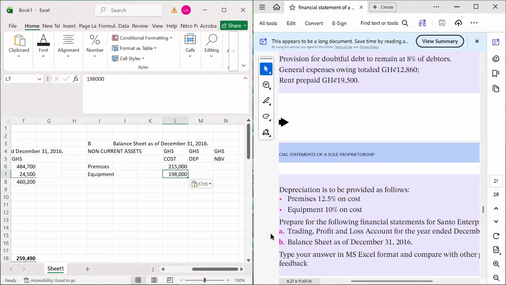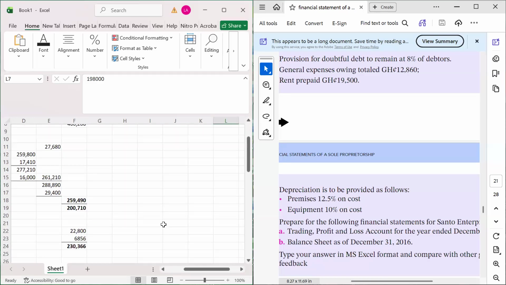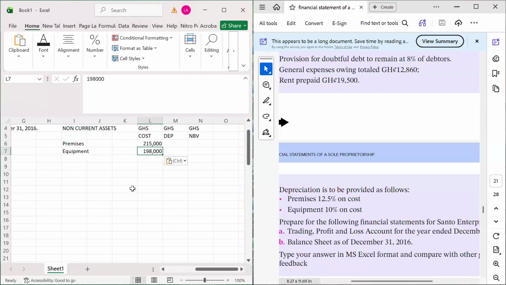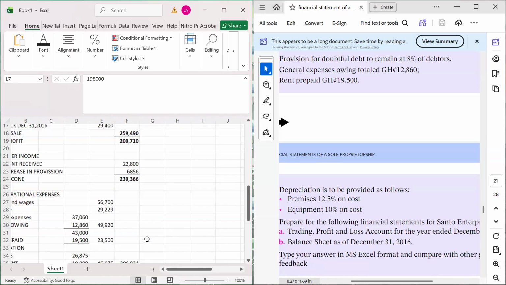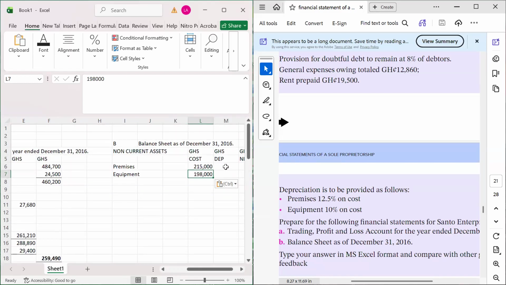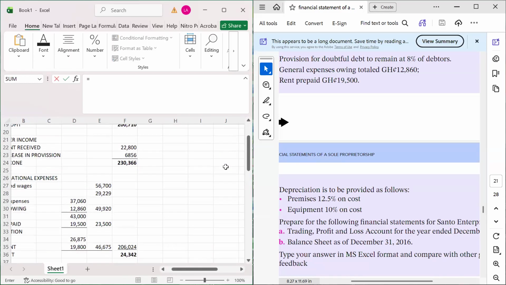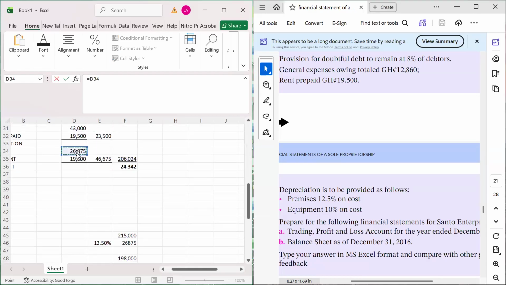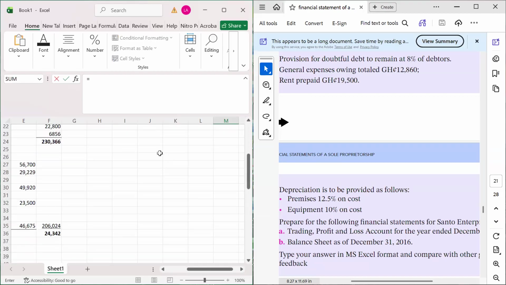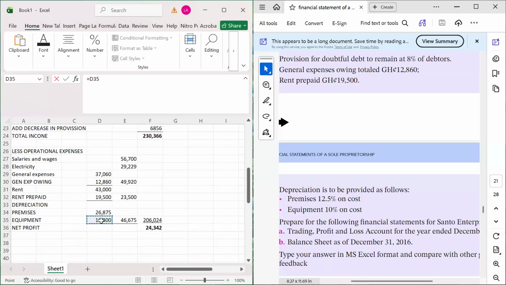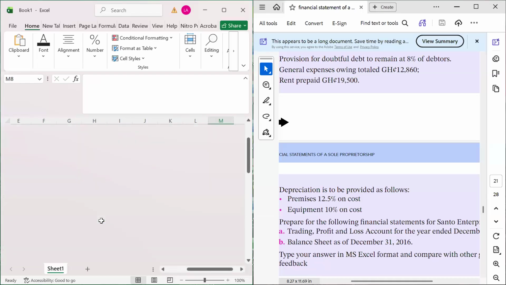But they told us here that they should be depreciated by this, which we did. So let's go and pick the depreciation. The depreciation we calculated is here. Premises is this, and then this one is this. Is that it? You remember? Yes, sir. So we bring the depreciation we calculated to that side. The equipment, we bring it, 10%.